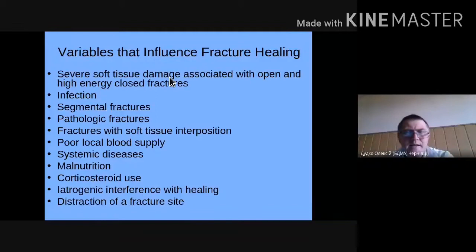Then we have infection. It also affects fracture healing very negatively. The same goes for segmental fractures or pathological fractures, which may heal poorly. If we have soft tissue parts like muscles and fascia between bone fragments, it's interposition and it may cause problems. We may have poor blood supply, which impairs healing as well. We have systemic disorders that cause problems with healing as well. Malnutrition and corticosteroid use are also considered negative factors.